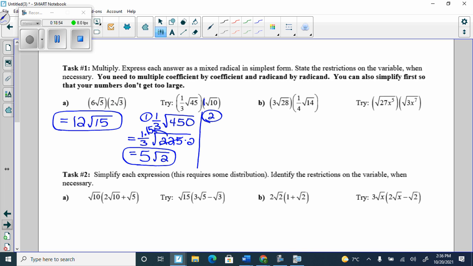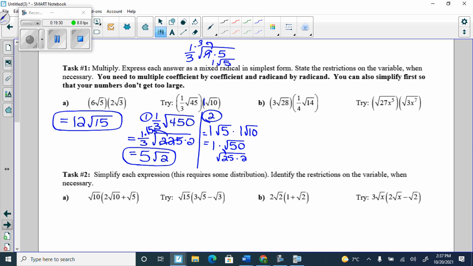Or we could have reduced the 45 right away. So what is this 45 reduced to? If I go 1/3 root 45, it breaks down into 9 and 5. The 9 comes out and it's a 3, and 3 times 1/3 is actually just 1, root 5. So this would be 1 root 5 times 1 root 10, which is 1 root 50. And then root 50 breaks down into 25 and 2.